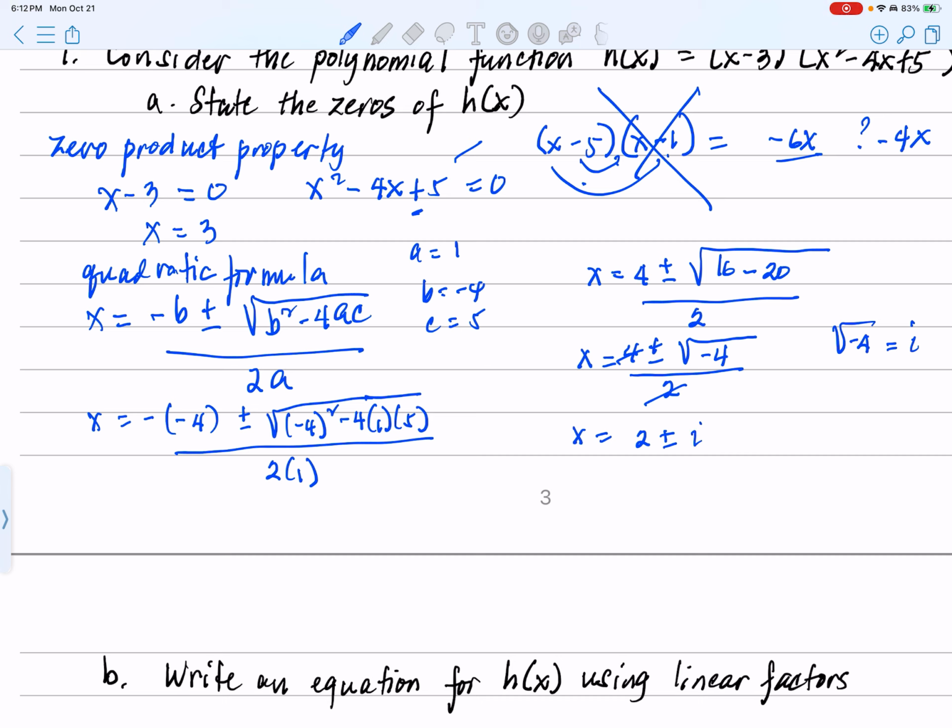So what are your two values of x? x will be 2 plus i. The other one is x equals 2 minus i. And the other root that we have is x equals 3. These are the zeros of the function h of x. That's how you get the zeros.